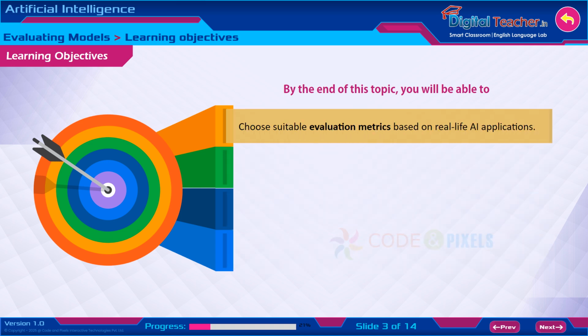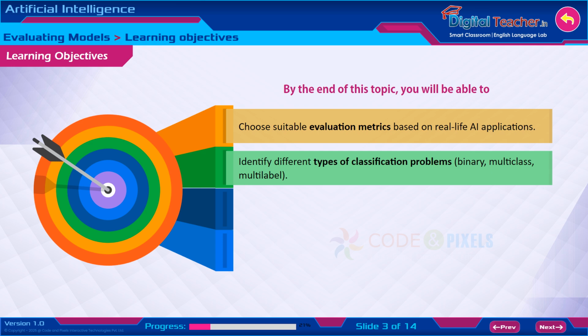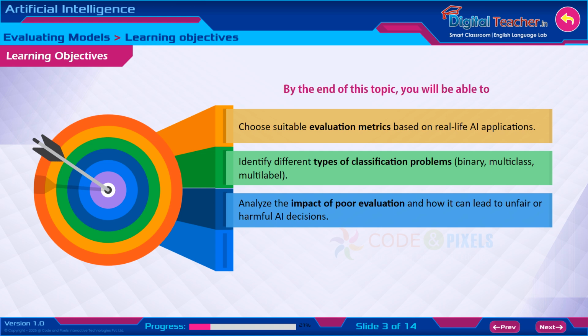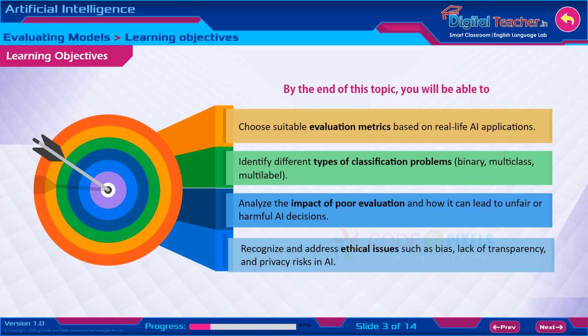Choose suitable evaluation metrics based on real-life AI applications. Identify different types of classification problems. Analyze the impact of poor evaluation and how it can lead to unfair or harmful AI decisions. Recognize and address ethical issues such as bias, lack of transparency, and privacy risks in AI.